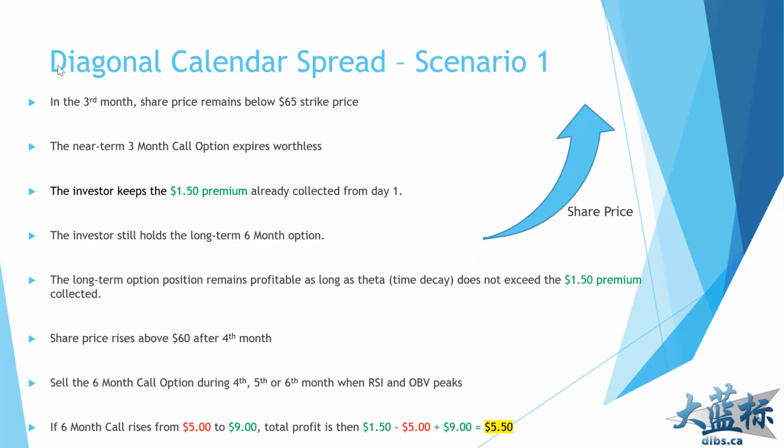So ideally, I may see the $5 call premium for 6 months rise to $9 in value by then. And so my total profit would have been $1.50 from the original 3-month contract sold, minus the $5 I paid for the 6 month, plus the $9 I will be collecting in, for a total profit of $5.50.